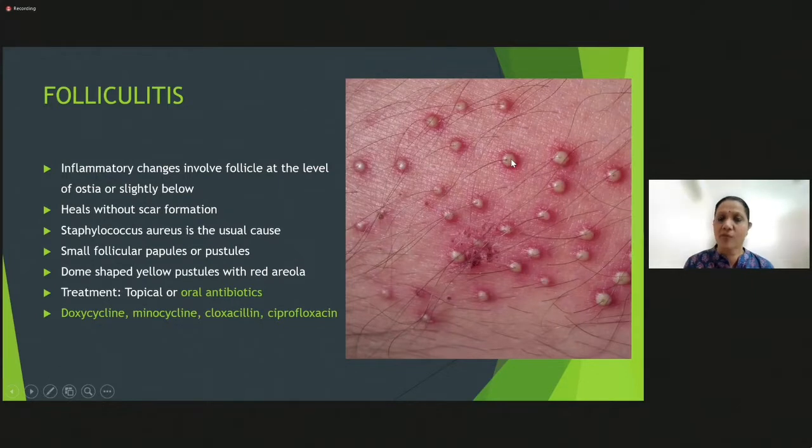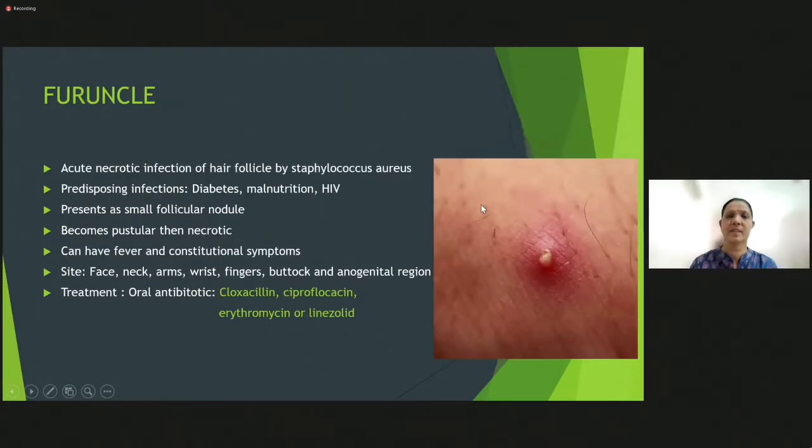This is a condition called folliculitis, very common in people who shave and those who are diabetics, and this is also caused by Staphylococcus aureus. The trick to diagnosis is to look at the pustule which is arising at the base of the hair follicle. The second follicle-based lesion is furuncle.